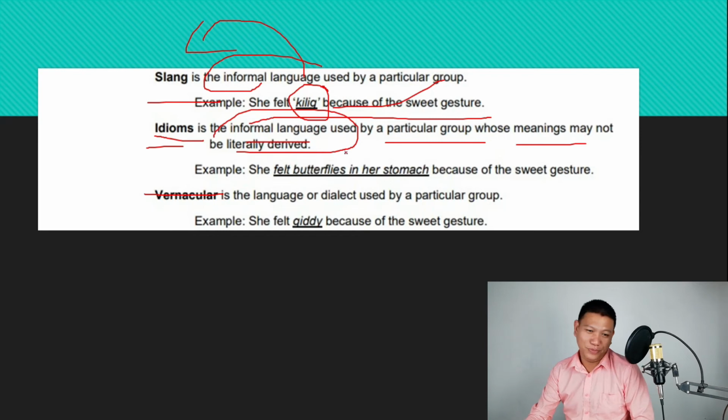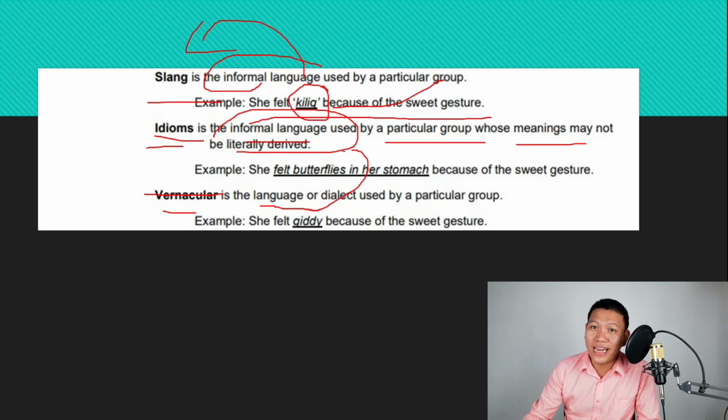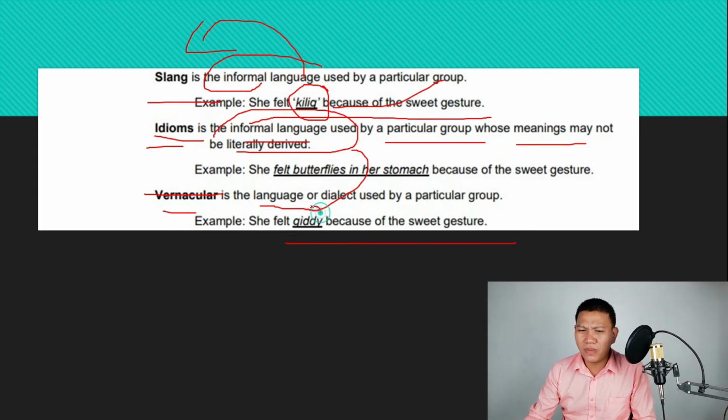And then vernacular, language or dialect. Your dialect. What's your vernacular? My vernacular is Kapampangan. My vernacular is Ilocano. She felt giddy because of the sweet gesture. Giddy means unstable.